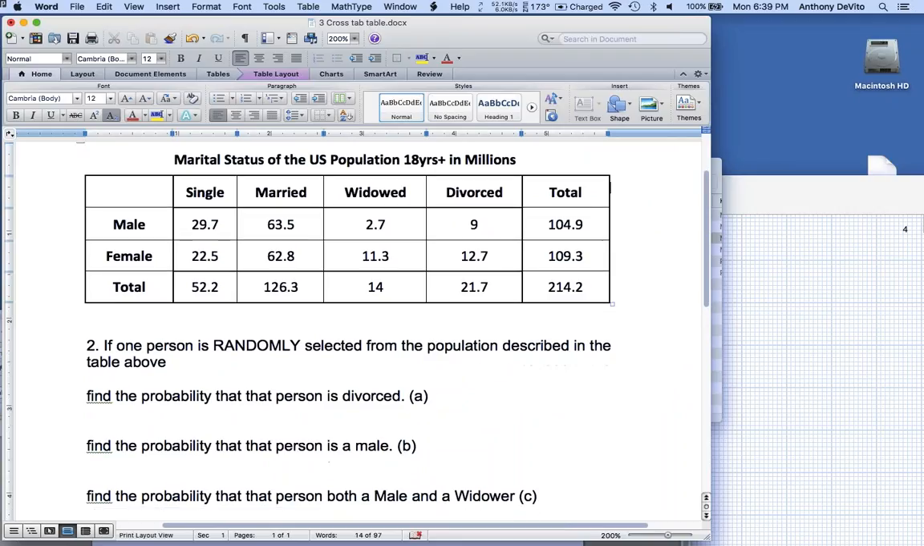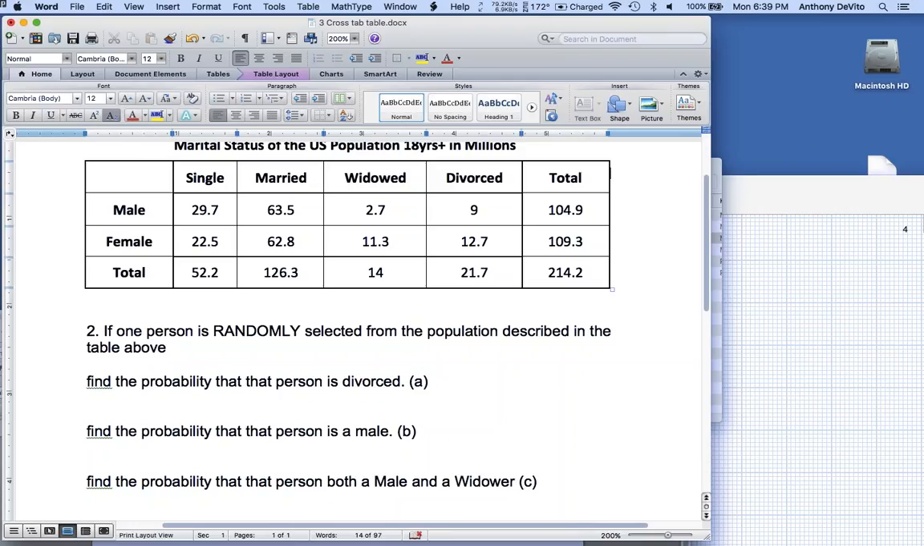Now, if you were to randomly select a person in this population in the United States at this time, what's the probability that person is going to be divorced? How would you determine that? Well, how many people do you have in total in this age range? 214 million, right? How many people in this population are divorced? Out of 214 million, we have 22 million that are divorced, so it would be 22 million over 214 million, right? About 10%.